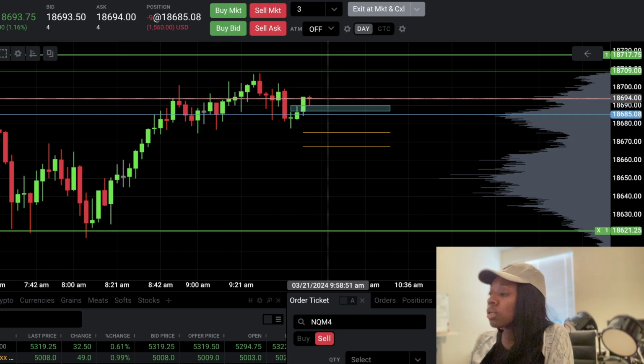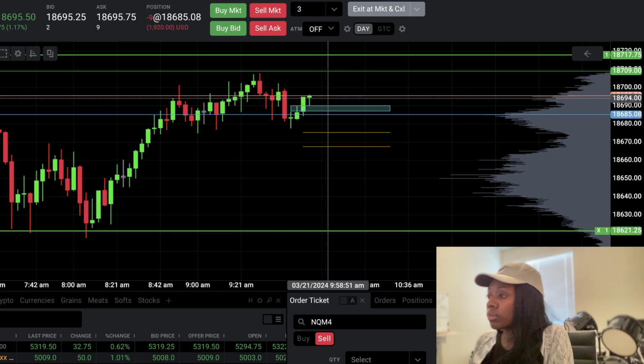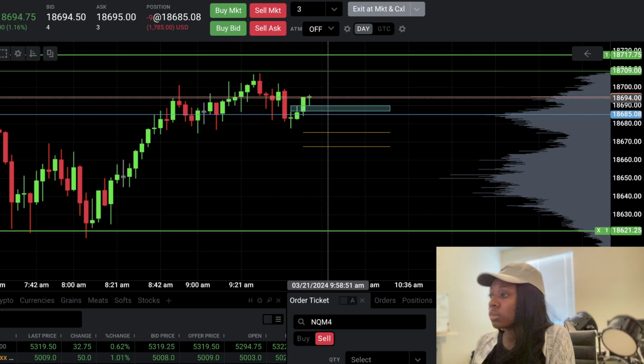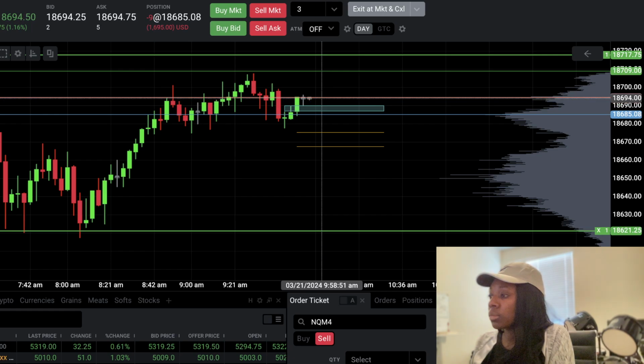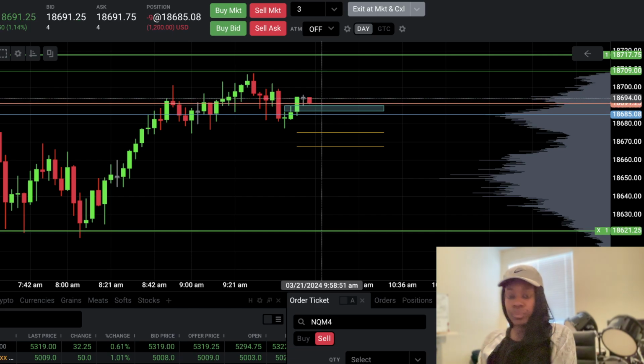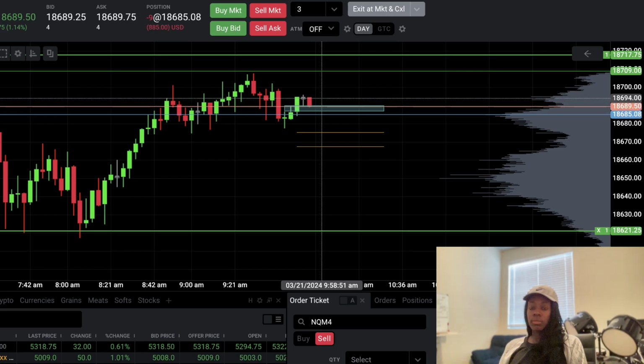Trying to remain patient, trying. Seconds left on the 3-minute candle. Almost kind of looking like a head and shoulders forming.